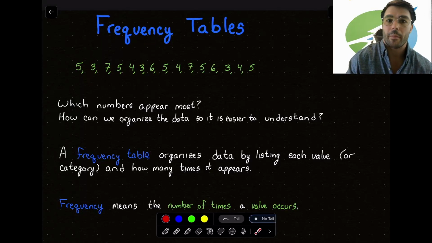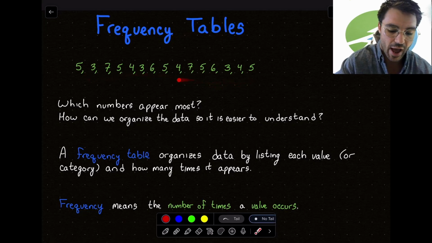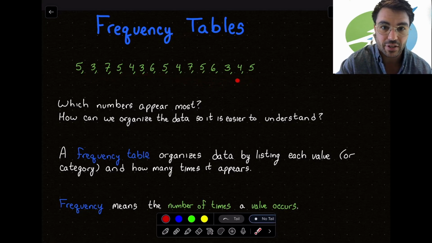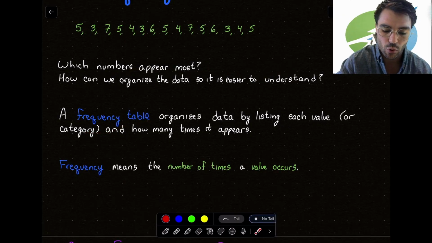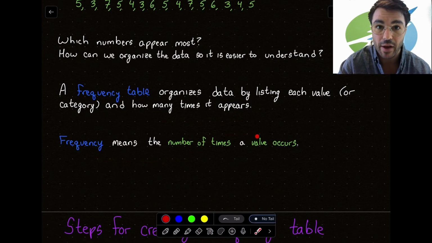Hello and welcome back. Today we are going to be talking about frequency tables. Here you can see we have some observations listed, some data points. Which numbers appear the most? How can we arrange the data so it is easier to understand? A frequency table organizes data by listing each value or category and how many times it appears. Frequency means the number of times a value occurs.